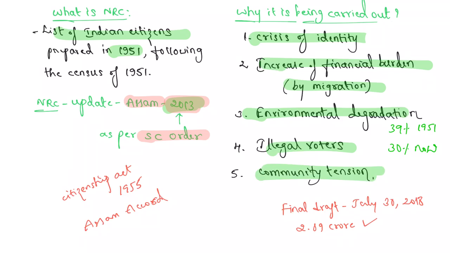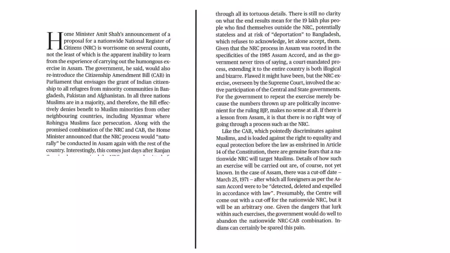And the fifth one is community tension. Locals fear that their cultural survival will be affected, and also that they are losing their employment opportunities because of immigrants. So there is high tension in this community. Now let us go back to the news article.